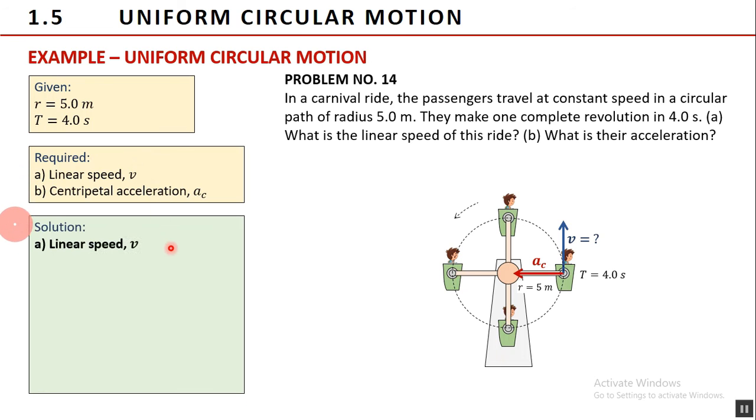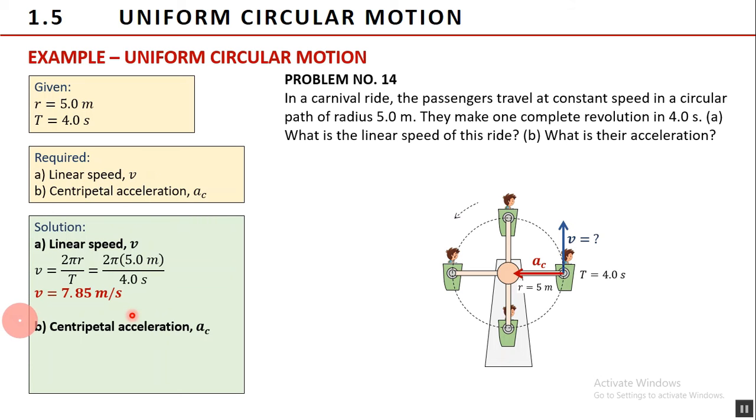So here's the solution. For linear speed v, using the formula 2 pi r divided by period T, the linear speed of this carnival ride is 7.85 meters per second. For centripetal acceleration, that is 4 pi squared r divided by T squared. Substituting the values will give an acceleration of 12.3 meters per second squared.